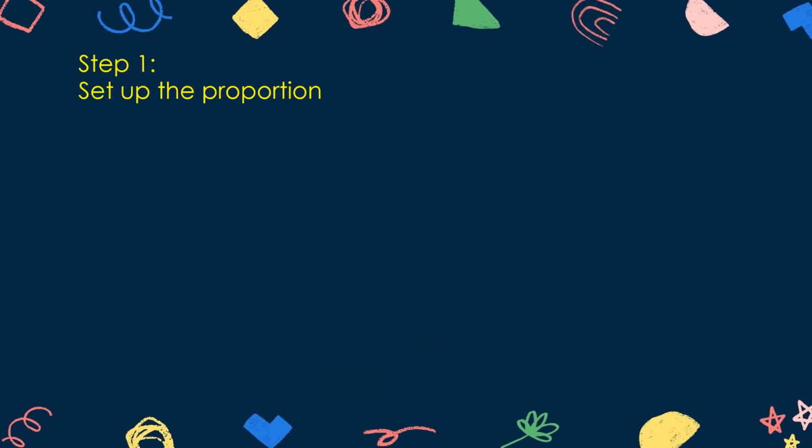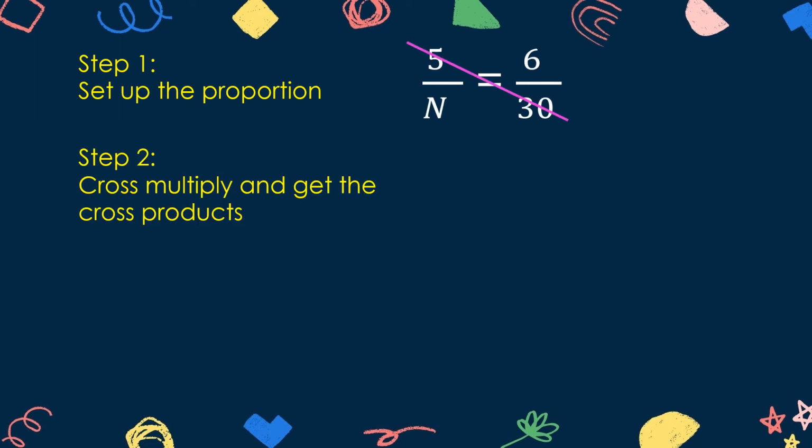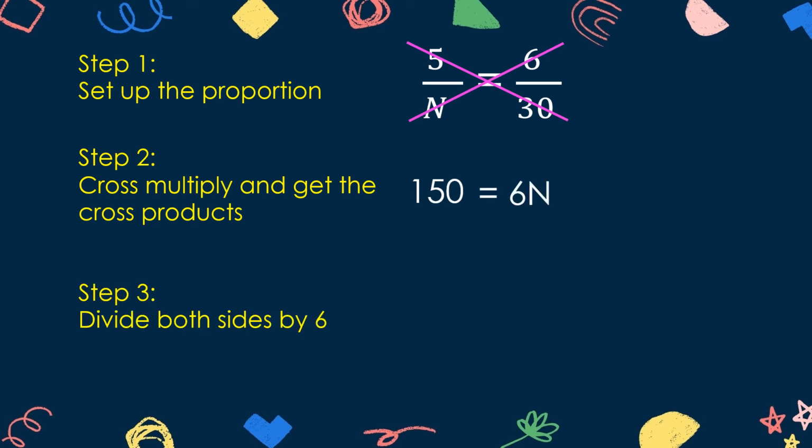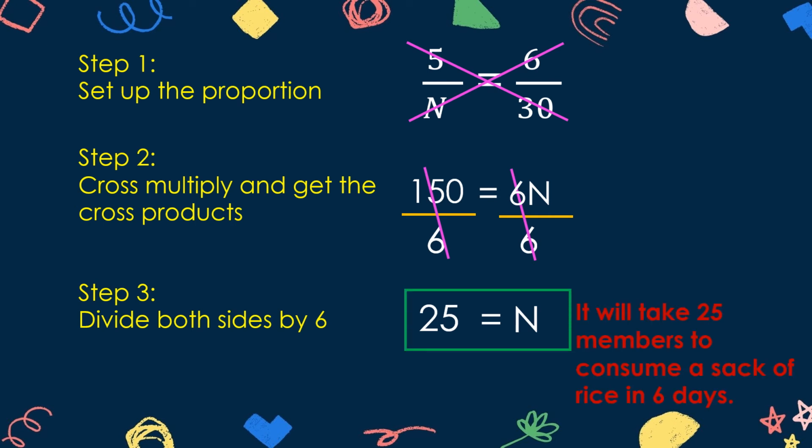Now that we have set up the proportion, let us cross multiply. 5 times 30 and n times 6, we have 150 equals 6n. Then, divide both sides by 6. 150 divided by 6 equals 25. 6n divided by 6 equals n. Thus, the value of n is 25. That is, it will take 25 members to consume a sack of rice in 6 days.